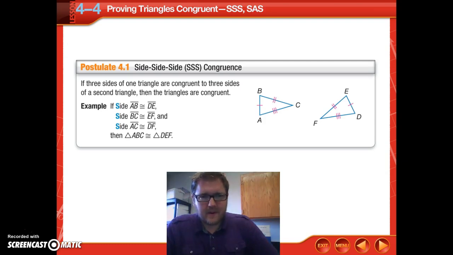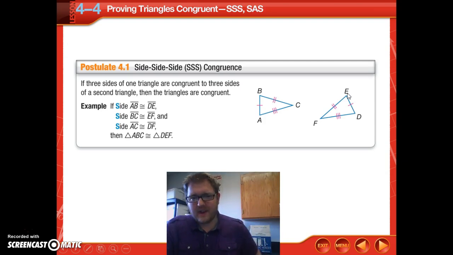So we have this first postulate, the side-side-side, abbreviated SSS congruence, meaning if all three sides of a triangle are congruent to all three sides of another triangle, for instance, AB is congruent to ED, AC is congruent to FD, and BC is congruent to FE, then that means triangle ABC is congruent to triangle DEF.